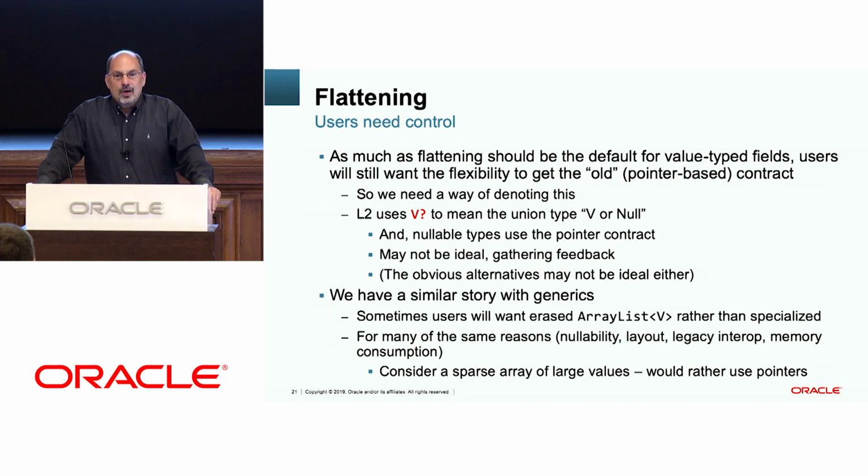And so we currently use the rubric that a nullable type should use the pointer contract rather than the inline contract for embedding a value type. And like I said, might be the right thing, might be the wrong thing. I'm hoping that some of you will tell us.